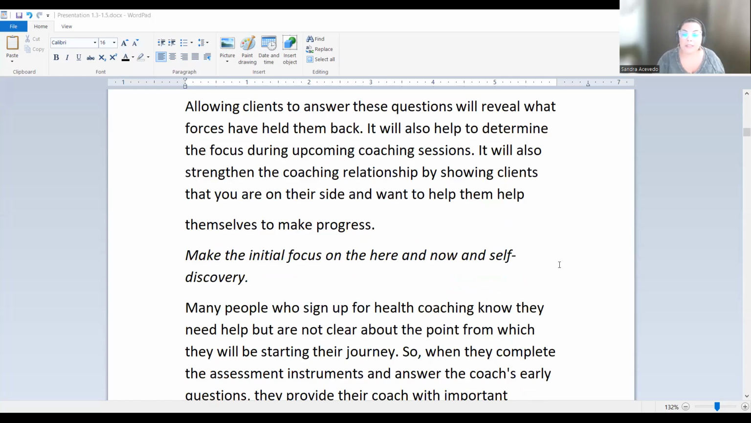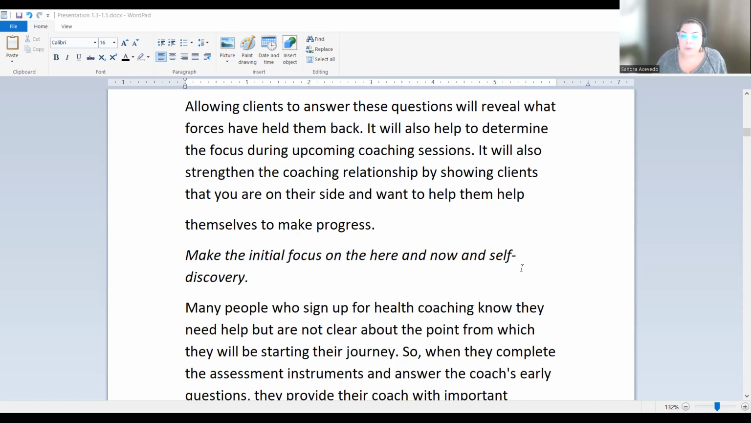Allowing clients to answer these questions will reveal what forces have held them back. It will also help to determine the focus during upcoming coaching sessions. It will also strengthen the coaching relationship by showing clients that you are on their side and want to help them help themselves to make progress.